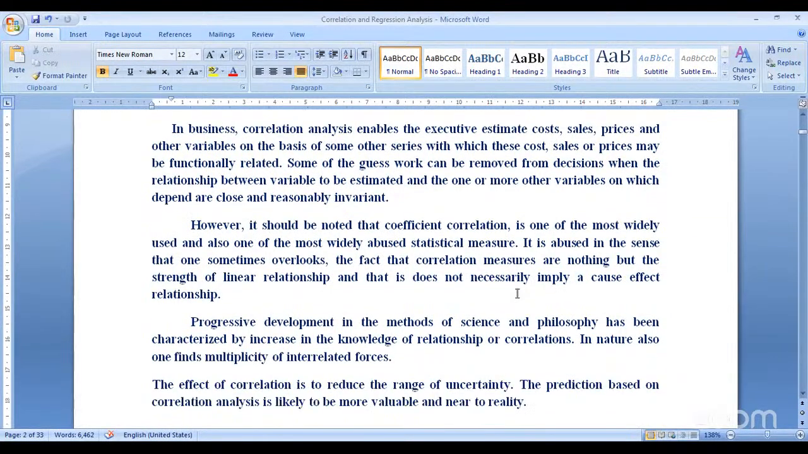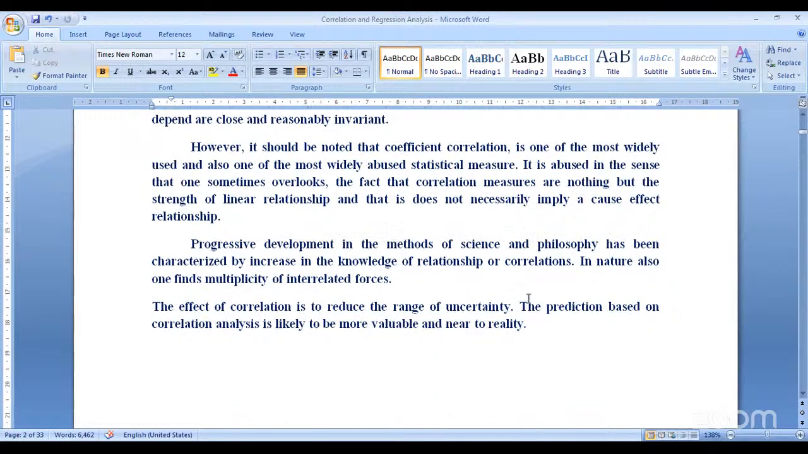Okay. However, it should be noted that the coefficient of correlation is one of the most widely used and also one of the most widely abused statistical measures. Here it is abused in the sense that one sometimes overlooks the fact that correlation measures nothing but the strength of linear relationship, and that it does not necessarily imply a cause-effect relationship.